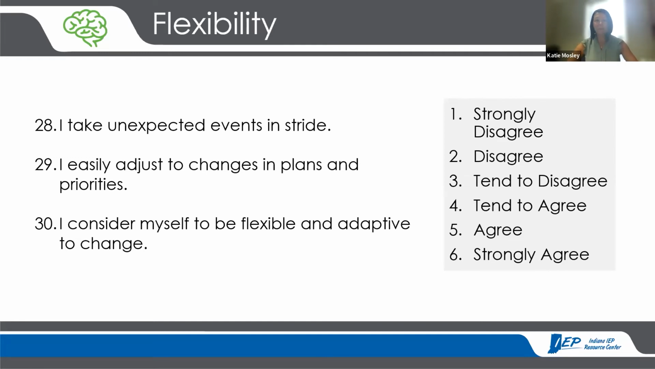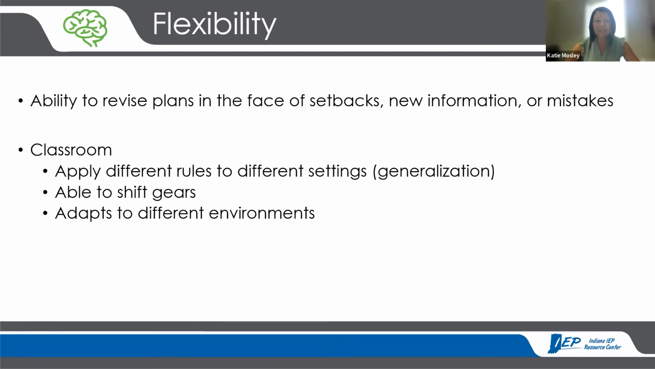Flexibility. This is my other weakness. I take unexpected events in stride. I easily adjust to changes in plans and priorities. I consider myself to be flexible and adaptive to change. When situations arise that I don't have control over, that I wasn't anticipating, I struggle revising my plans. It's one reason why technology scares me. I don't have all sorts of control over it. And when it doesn't go the way I think it's supposed to go, my brain starts to send really crazy signals that it's shutting down.